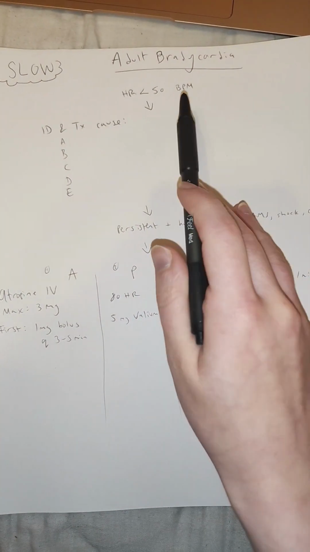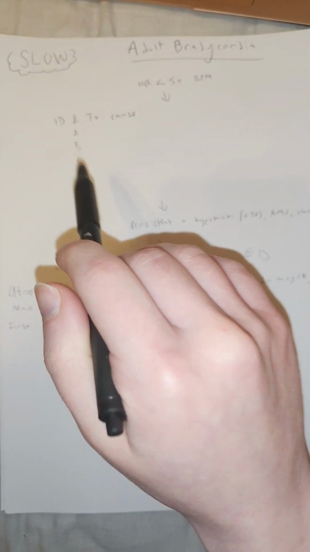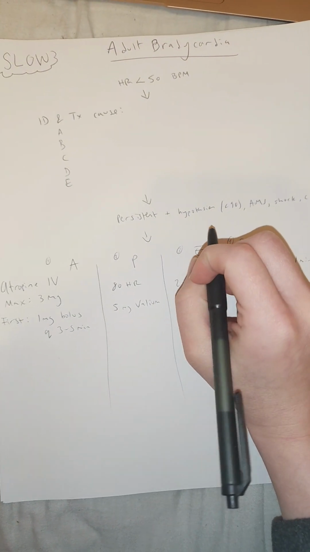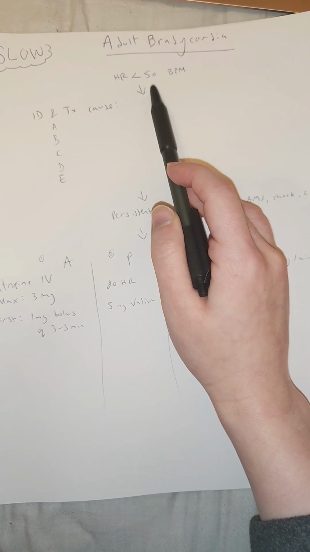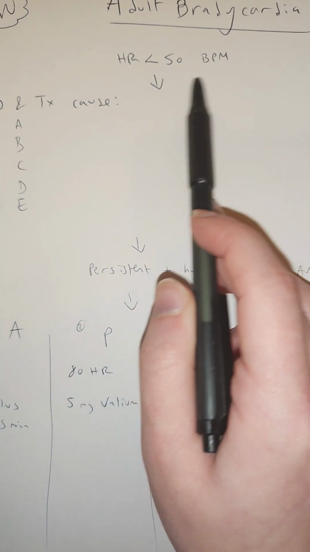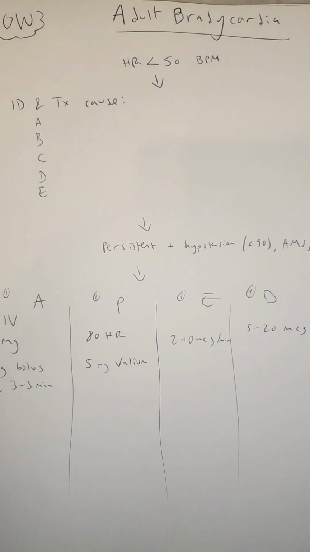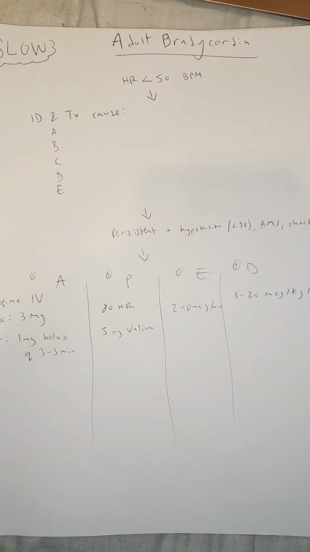So bradycardia means slow heart rate. Okay, we're talking about slow, and maybe next video we'll discuss fast heart rates. So what is considered bradycardia? If the heart rate is less than 50 beats per minute, that is brady. Okay, so first thing we're going to do, there's really only 3 steps in this whole algorithm.